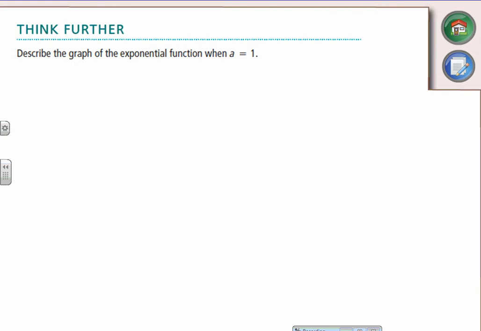Also, the next one you want to work with. What would happen if you put a of 1, if you had y equals 1 to the x? Write it down and see what kind of function it is. Punch it into your calculator and see what happens.